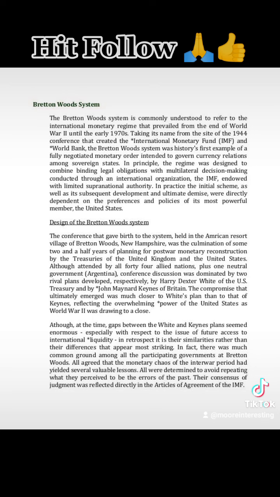The system was depended on and was used heavily until the beginning of the 1970s, when it eventually fell apart. By 1971, U.S. President Richard Nixon gave notification that the ability to convert the dollar to gold was being suspended temporarily. This move was the final straw for the system.